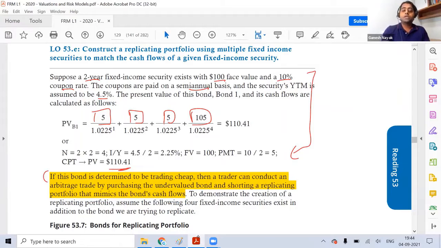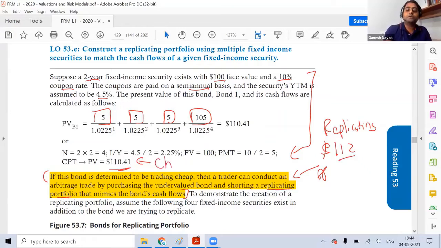So you can read this section. What they're talking about is creating a replicating portfolio. I'll just give you an example. Suppose the replicating portfolio price is $112, so we have bond 1 which is 110, and a replicating portfolio which is 112. So this bond is cheap. You will buy it and sell the replicating portfolio, because there is an arbitrage opportunity available, since both prices should ideally be the same.